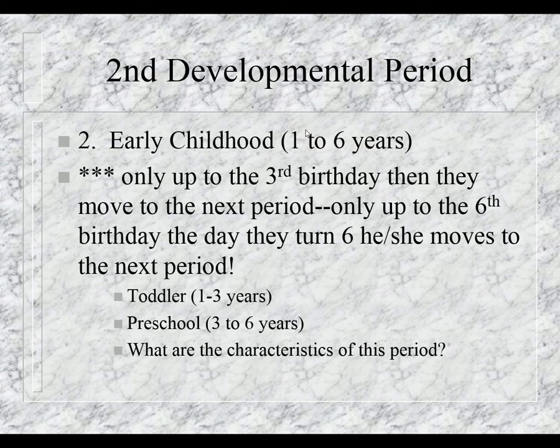Early childhood, again, the day they turn 1, they move to the early childhood stage, 1 to 6. 1 to 3 is known as toddlers. 3 to 6 is known as preschoolers. So the day they turn 3, they become a preschooler. So what are the characteristics of this period?